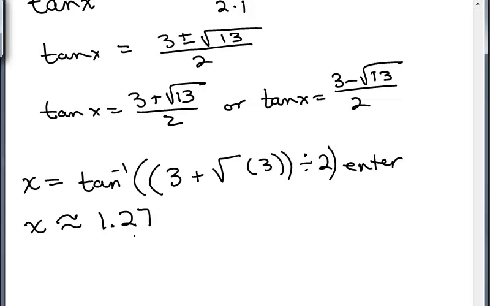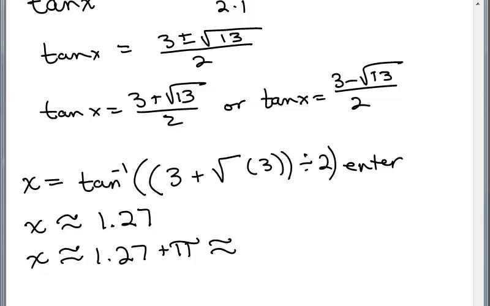But remember, since tangent has a period of pi, you'll get another solution by adding pi to that. So that'll give us one solution, but x can also be 1.27 plus pi. All right, so that'll give us another solution. So let's do that on our calculator. And that gives me 4.41. I'm rounding, of course, to the nearest hundredth per the directions.